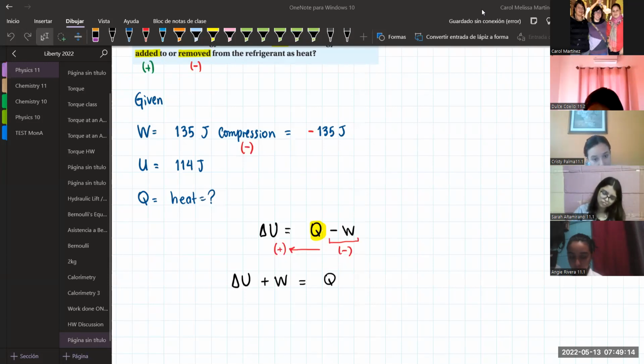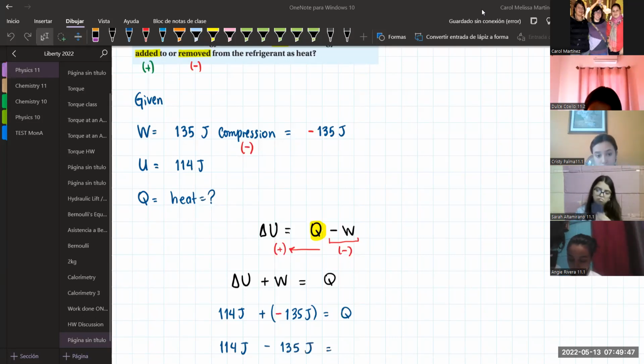Okay, so this is the isolation that you're gonna use to find Q. The internal energy, we know it as 114 joules plus the work. The work given in this problem is a compression, so it's gonna be minus 135 joules of work equals Q. So this plus and minus gives you minus 135 joules. How much is this? 21 joules. Negative 21 joules.